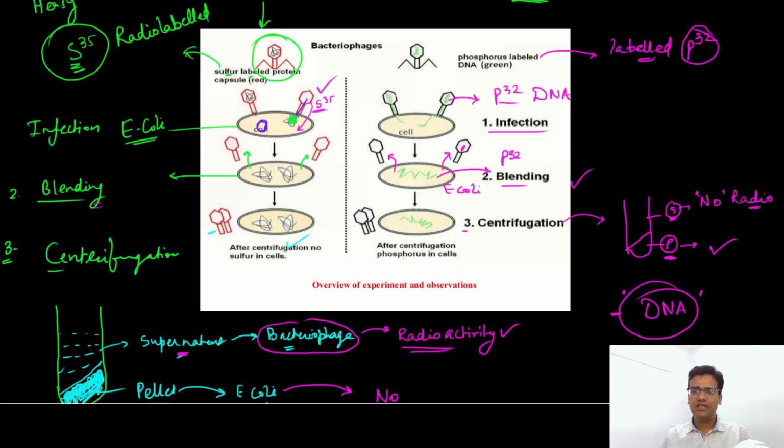During the reproduction, this mode of reproduction in viral cells or bacteriophages is basically called transduction. So this is the unequivocal proof that DNA is the genetic material.